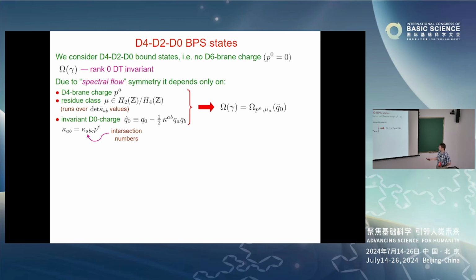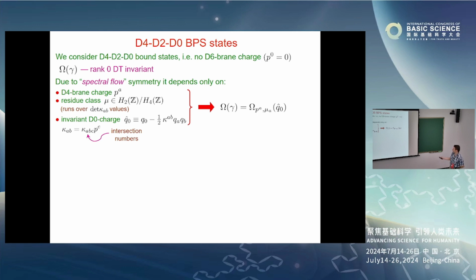And it's known that these BPS indices are invariant under the so-called spectral flow symmetry, which allows to reduce the dependence on D2 brane charge. So instead of the full dependence on the full D-brane charge, they turn out to depend just on the so-called residue class, which takes just a finite number of values, namely given by the determinant of a certain quadratic form constructed from intersection numbers of the Calabi-Yau and the magnetic charge, which is just D4 brane charge.